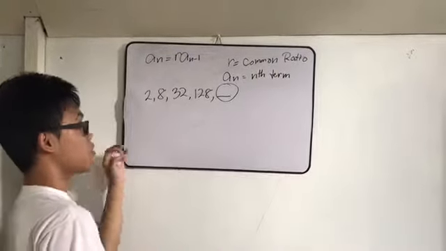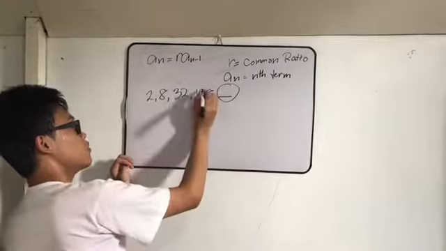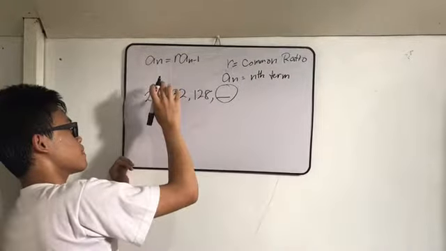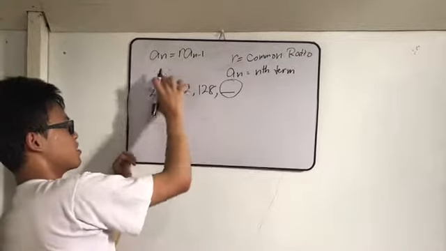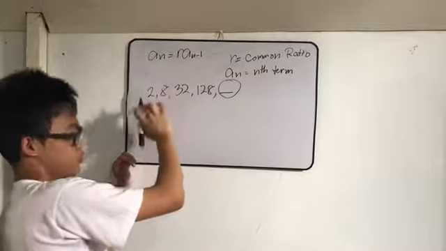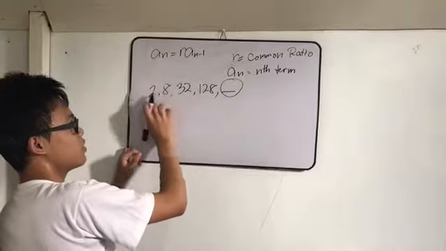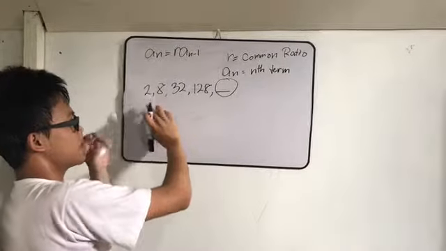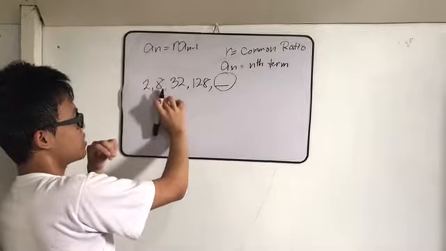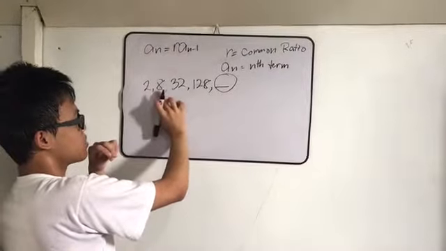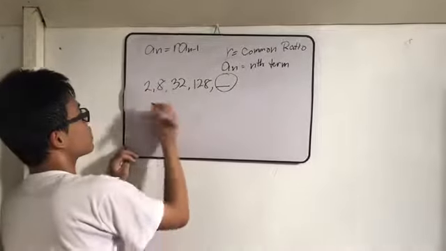So in order to find the common ratio, all you have to do is divide this term by the previous term. So for example, 8 divided by 2 is 4. 32 divided by 8 is also 4, and 128 divided by 32 is also 4. So therefore, the common ratio is 4.